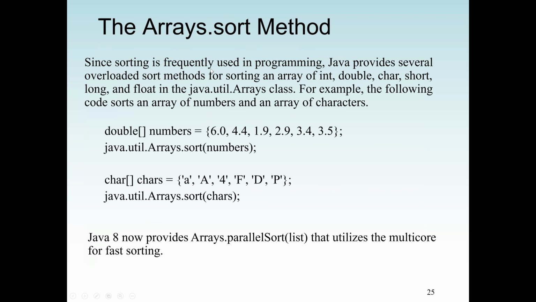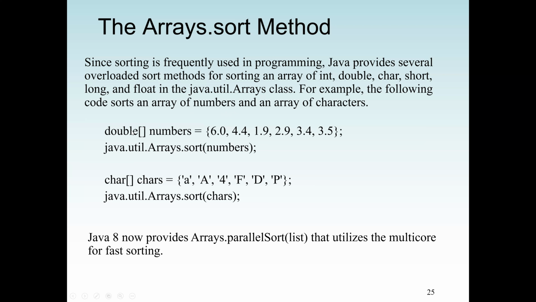So here, an array list also comes with a sorting method. Since sorting is frequently used in programming, Java also provides several overloaded sort methods for sorting an array. So we know array list is a class. So it has its own sorting method and also other methods. We can sort, for example, different data types such as int, double, char, short, long, and float using the java.util.Arrays class.